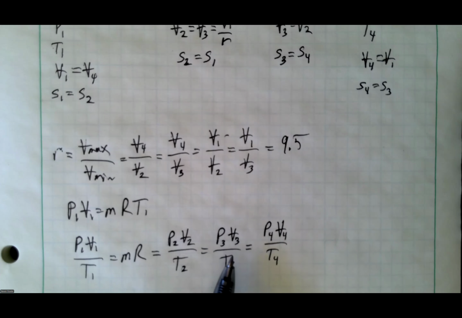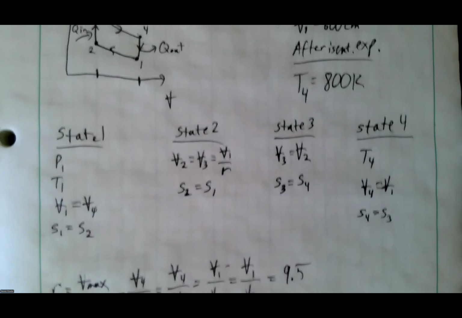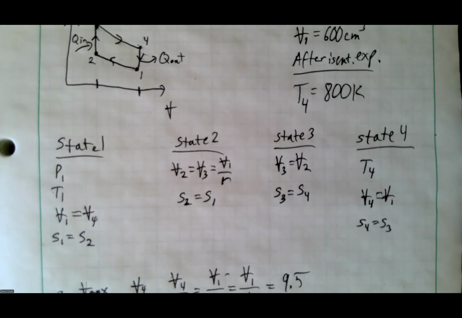If I have either P3 or T3, that will allow me then to find the other one. So based on what I know, I need to somehow find either P3 or T3, and I can use the ideal gas law to find the other one.